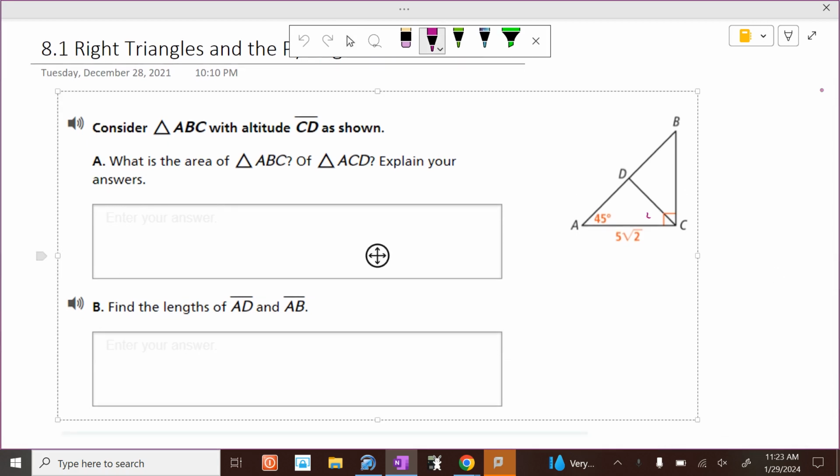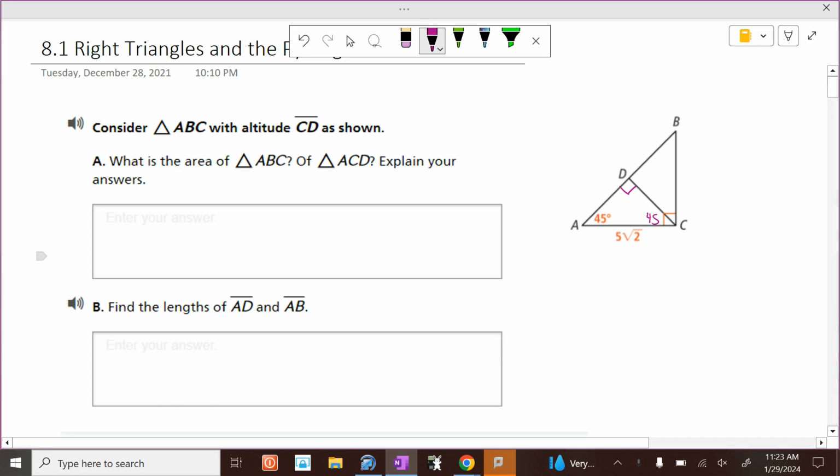So since this is a 45-45-90 triangle, and we have the hypotenuse, in your notebooks, I told you to write this down the other day, so you should use this as reference, okay? If we're given the hypotenuse, which is what we're given here, the 5 square root of 2 is the hypotenuse. To go from the hypotenuse to the side, you divide by the square root of 2.